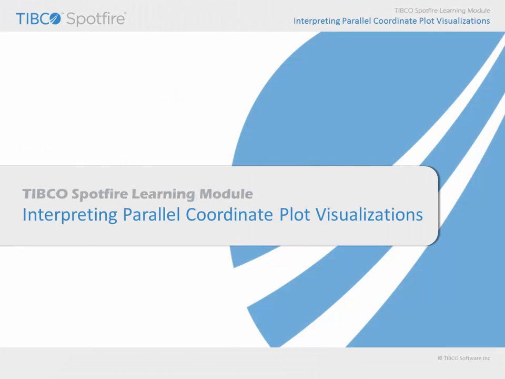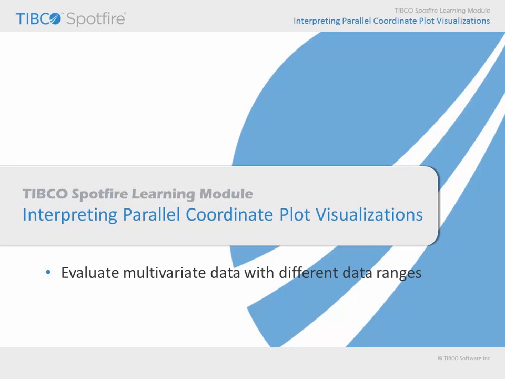In this learning module, we will consider the ways in which Spotfire parallel coordinate plots may be used to visualize data, including their utility in evaluating multivariate data, which occupies vastly different data ranges. We will consider the normalization which is applied in order to make this possible, because the dynamic nature of these calculations plays a big role in the interpretation of the patterns you see displayed in the parallel coordinate plot.